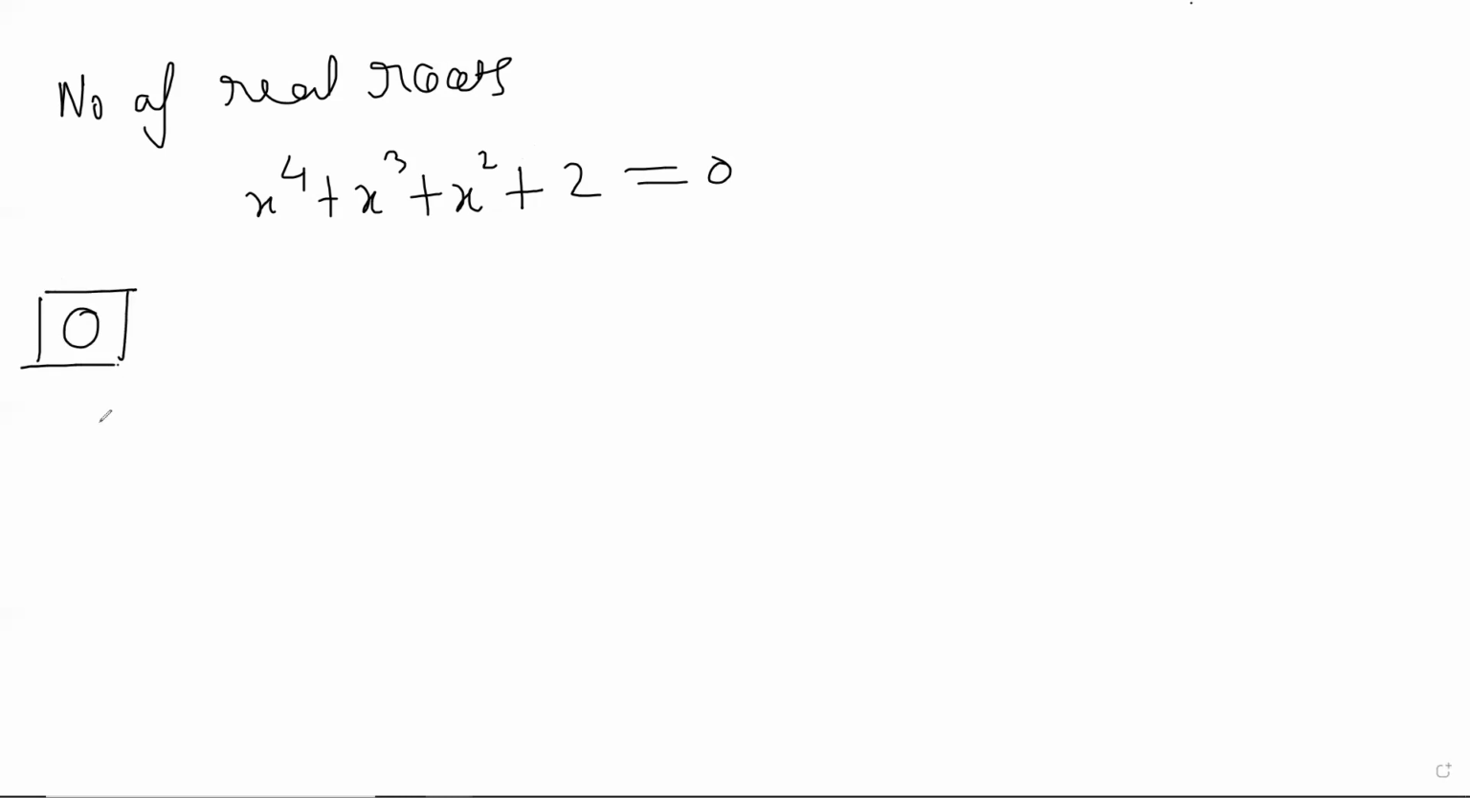What's your explanation? For this to be 0, x cubed should be greater than or equal to x raised to 4 plus x squared plus 2, because all the rest of the terms have to be positive. So you are saying you're putting a negative number. Yes, like I'm putting minus x in place of x. And for positive, it can never be possible.